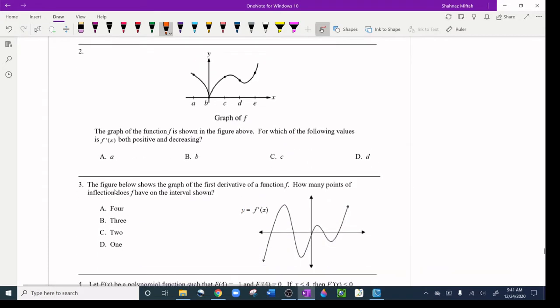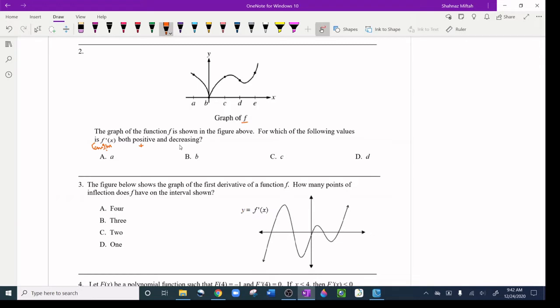Question number 2. This one, the graph of the function f is shown, so that's the original graph. For which of the following values is f prime both positive and decreasing? f prime means a slope, a tangent slope. So they said which one is positive and decreasing. Since they said positive, we're going to look at this. When we draw a tangent, this is positive. Like the slope is going to be positive.